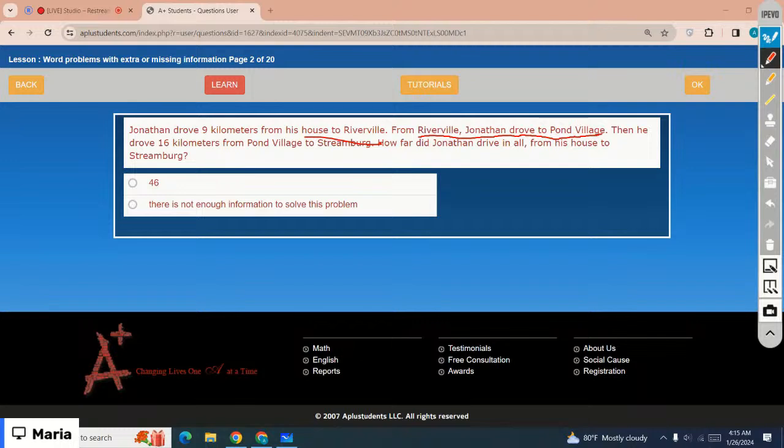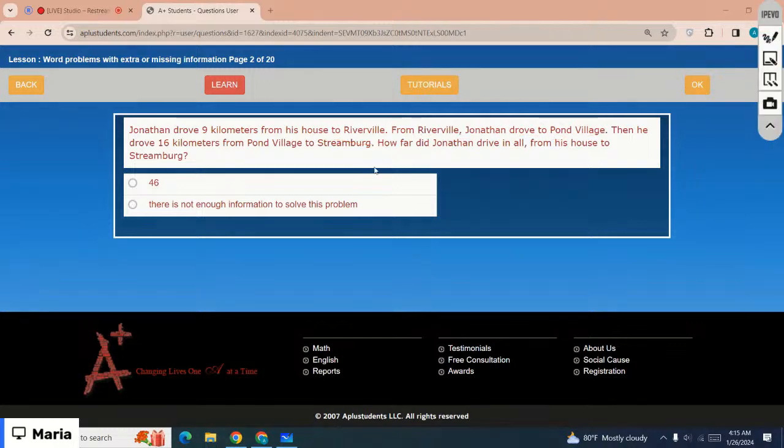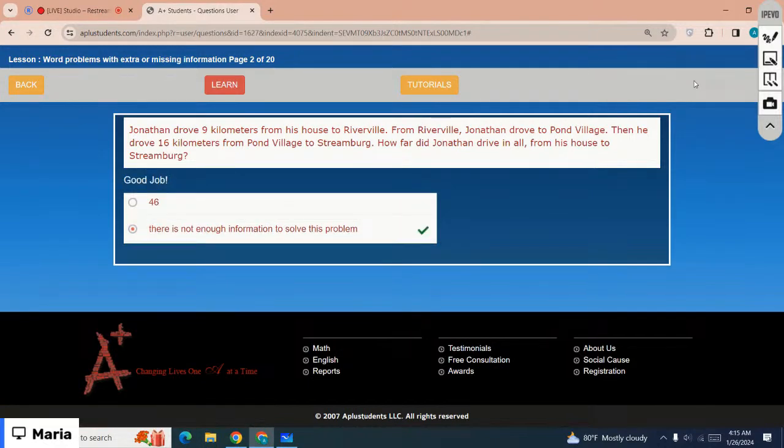And the question is you have to calculate the total distance. You cannot, because some information is missing, right? The correct option is there is not enough information to solve this problem. Got it? Because one of the values is missing, so there is not enough information to solve this problem. Got it?